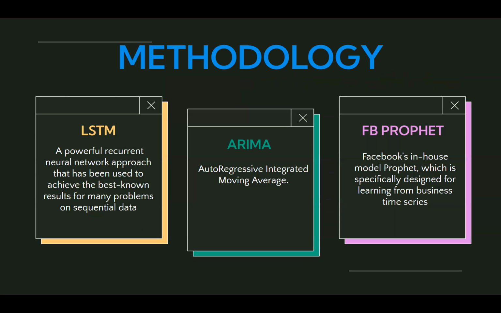Among these, we got the best result in FB Prophet with only around 5% error rate. ARIMA is the second highest, and LSTM was the least accurate among all three.